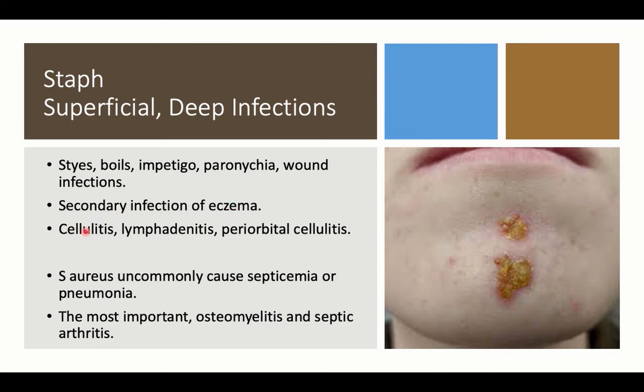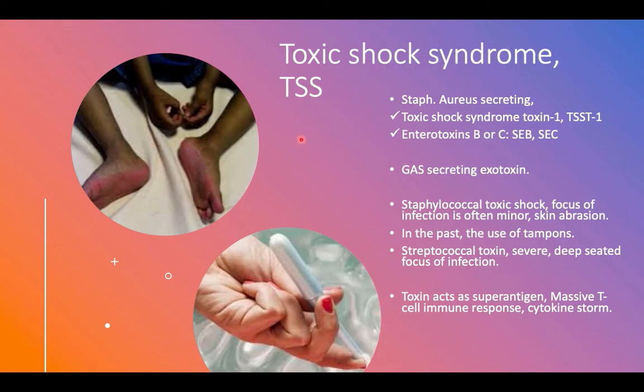Cellulitis, or inflammation of the skin, can be serious. Suspect gas infection, group A streptococci or Staph aureus. Lymphadenitis and periorbital cellulitis can also present. Staph aureus uncommonly results in septicemia or pneumonia, but when it occurs, it usually has a poor prognosis. It is the most important organism in osteomyelitis and septic arthritis.